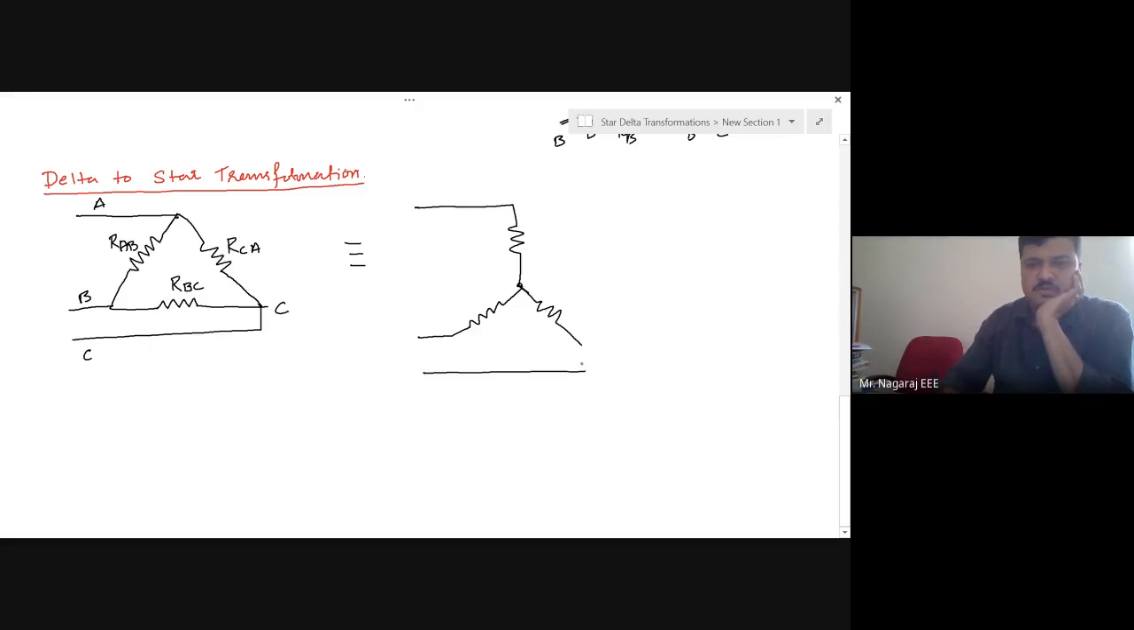I wish to have an equivalent star connected network. The terminals are A, B, and C. Because this is the only resistance connected to terminal A, I will call it RA. The one connected to B, I will call RB, and the other I will call RC. This is neutral. We don't worry about the neutral here. Now RA, RB and RC should be equivalent values of this delta connected network.